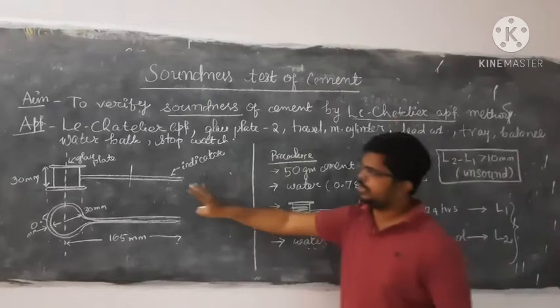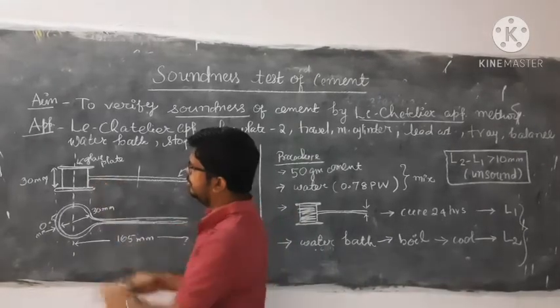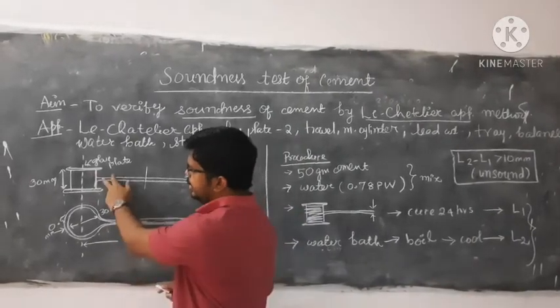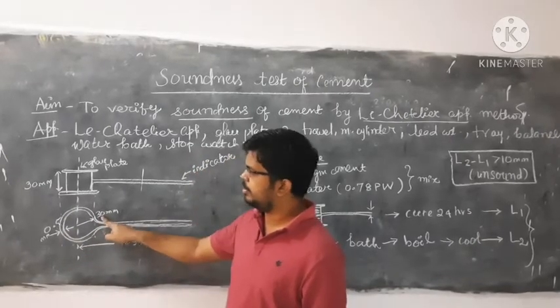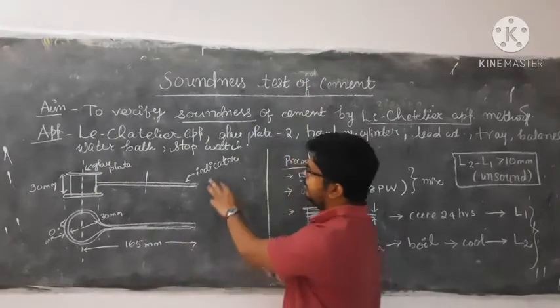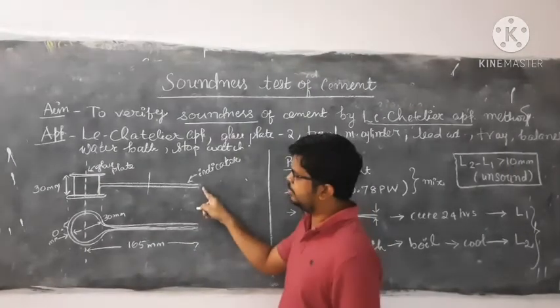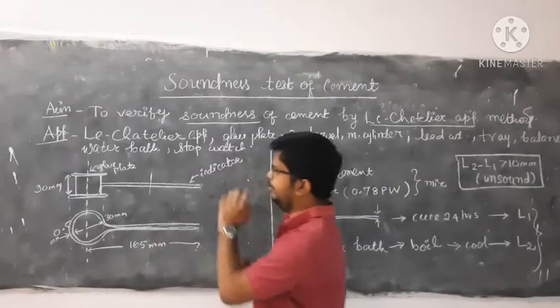So you can see here the Lee-Chatelier apparatus. It consists of one brass cylinder. The thickness is 0.5 mm and the diameter is 30 mm. The height is 30 mm. Then two glass plates, and the indicator is like that. The length of the indicator is 165 mm.